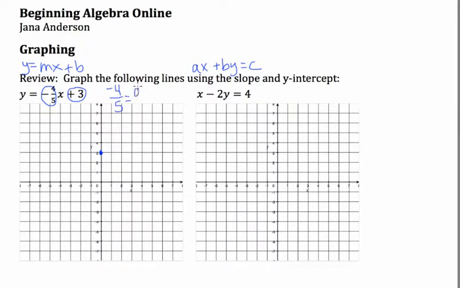So that means down 4, right 5. So from this point, down 4, 1, 2, 3, 4, right 5, 1, 2, 3, 4, 5. That's the pattern between my dots. Down 4, right 5. Well, we can't go that far. And let's continue that same pattern backwards, which would be up 4, left 5.